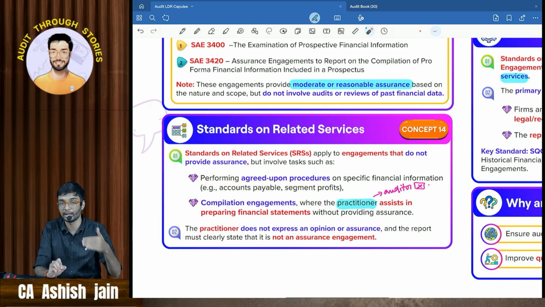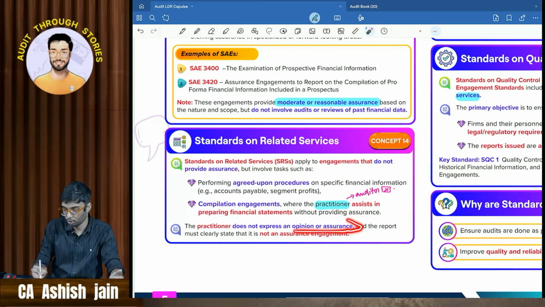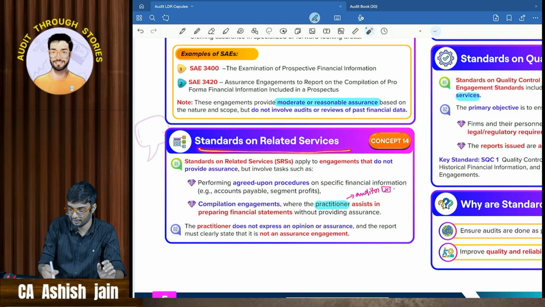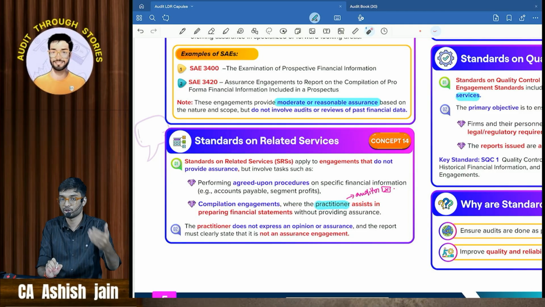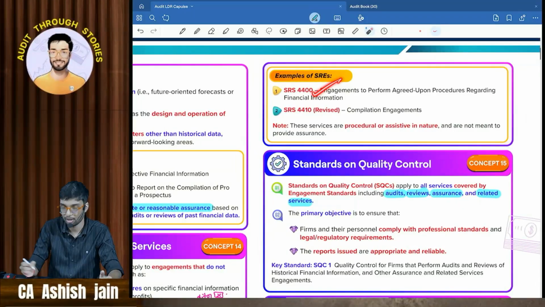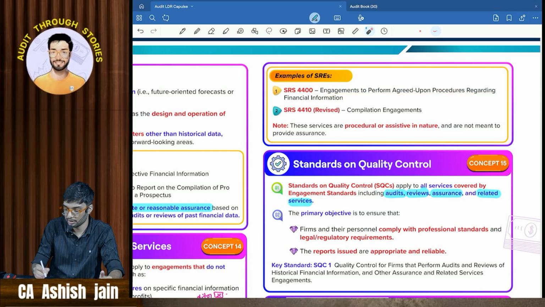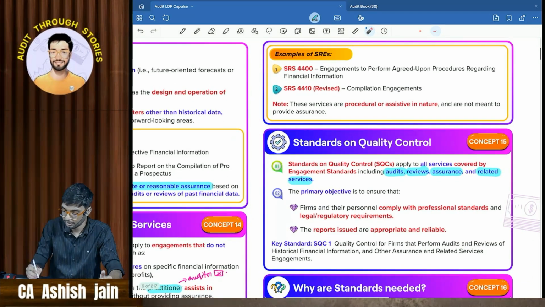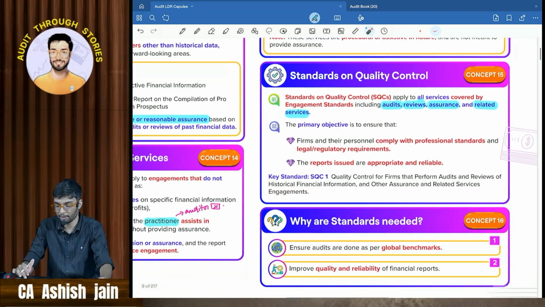doesn't reduce the marks. So the practitioner will assist in preparing the financial statements, or you will perform any agreed upon procedures which are given by the management. So here no assurance or opinion is being given. That's how you can remember it. SRS 4400 talks about engagement to perform agreed upon procedures, and SRS 4410 talks about compilation engagement. These services are procedural or assistive in nature and are not meant to provide assurance, which we have already seen.